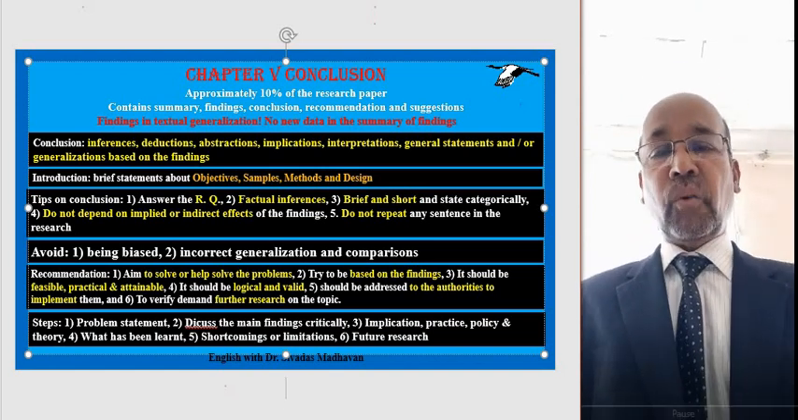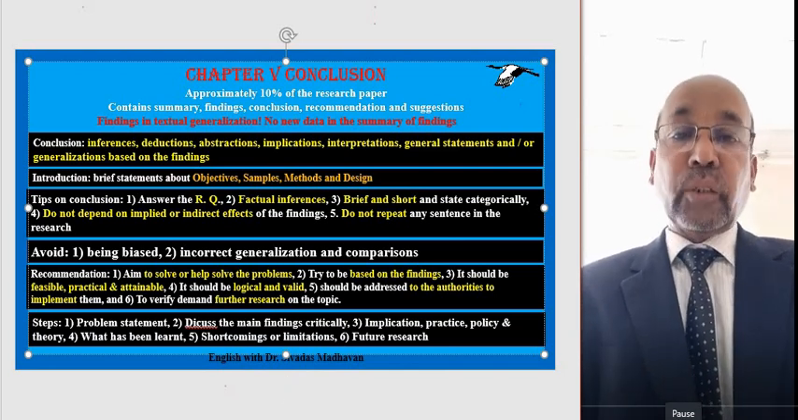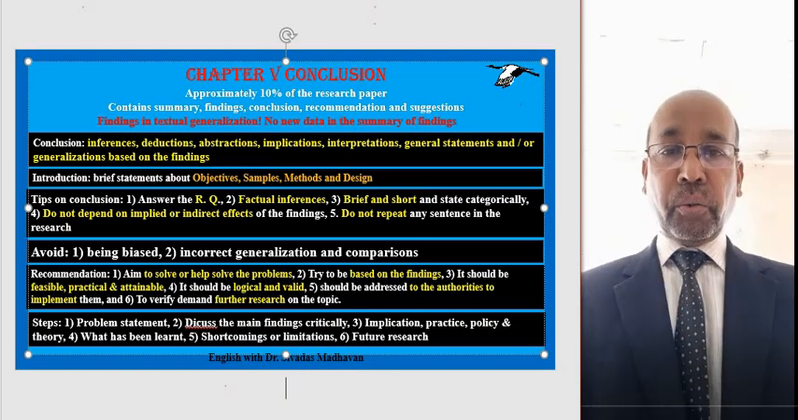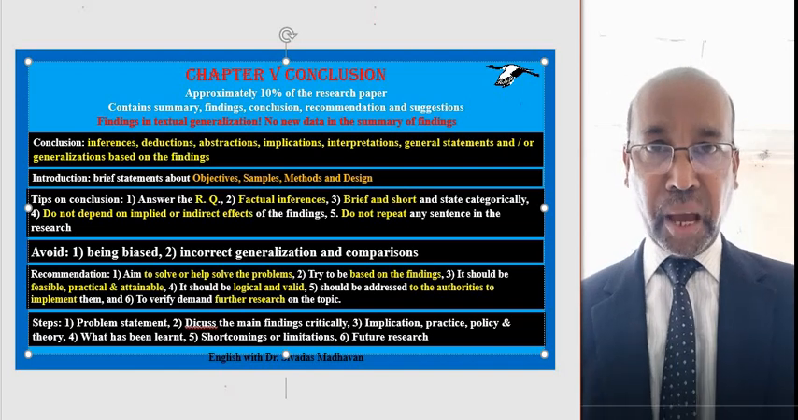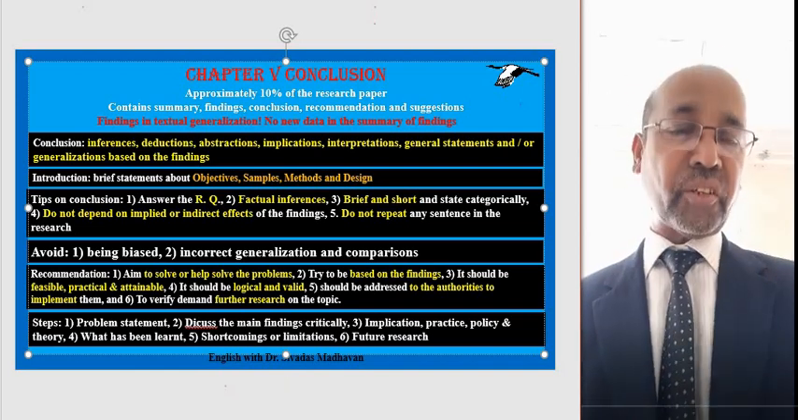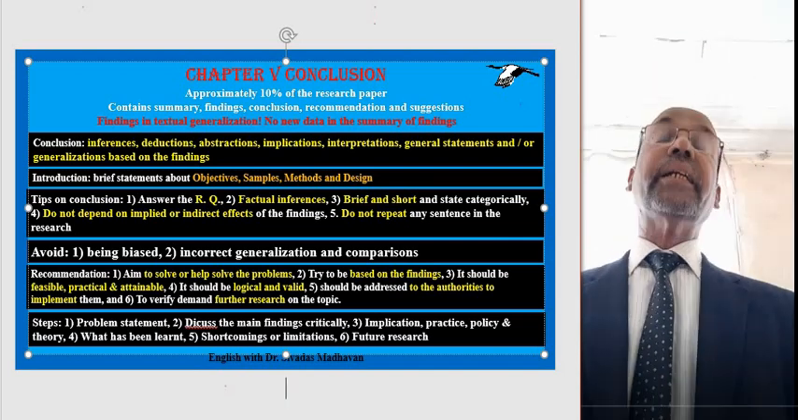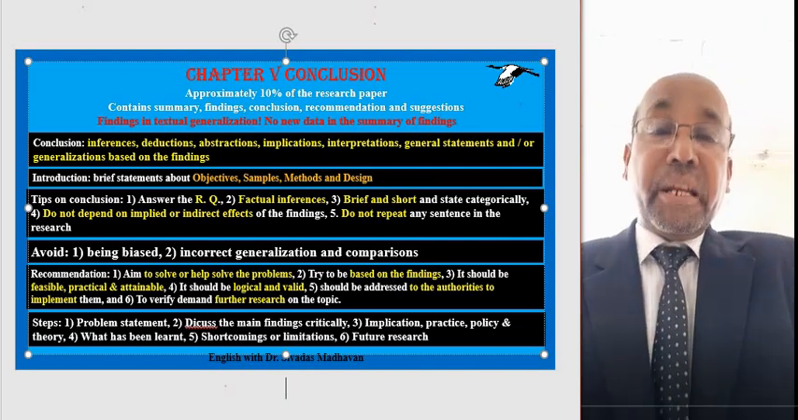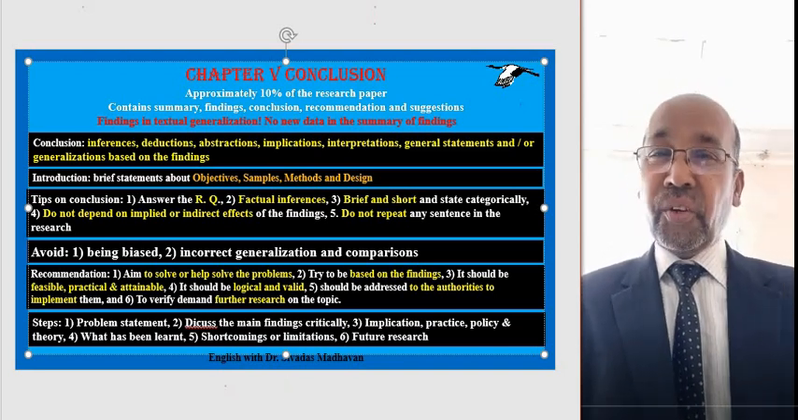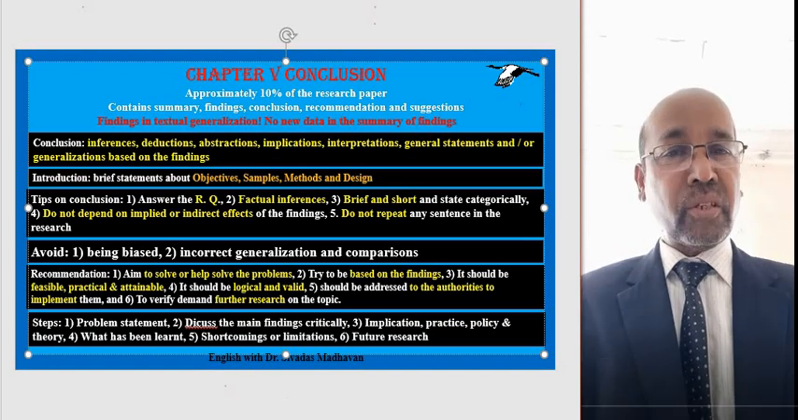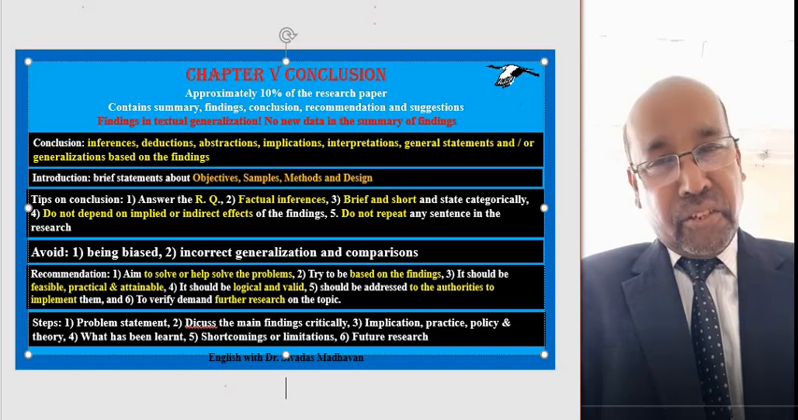Today I'm going to talk about the 5th chapter of the research paper, that is the conclusion. I told you last time, when I was talking about the first chapter, that it will be 10% of the research paper. Similarly, the last chapter, that is the conclusion, will also be 10% of the research paper. 10% means approximately 20 pages. If your research paper has 200 pages, the conclusion will also be 20 pages.